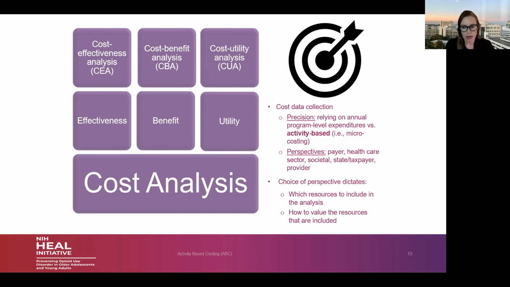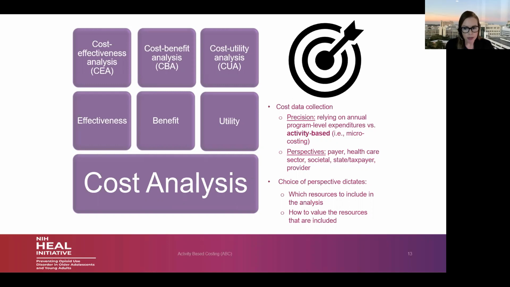In collecting cost data, often this is alongside a randomized trial focused on testing effectiveness. We can select different methods which vary in precision, and the most precise method is called microcosting or activity-based costing, where the resources invested in implementing an intervention are quantified and then valued using resource unit prices. Less precise methods include relying on annual budgets or aggregate expenditures. Sometimes we say a top-down approach to estimate intervention costs.